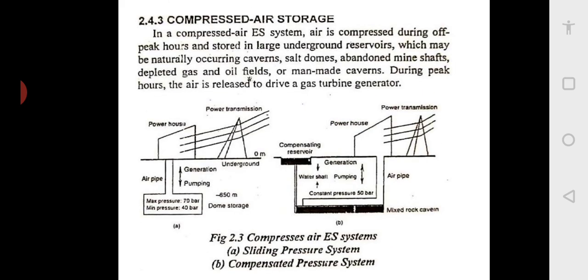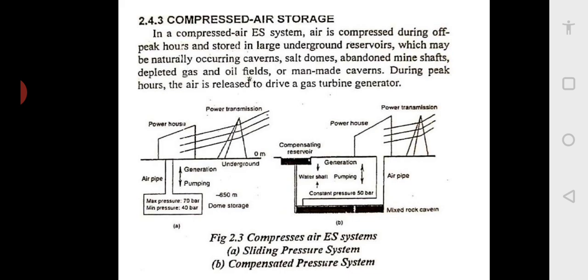Now coming to the compressed air storage system. You can see the sketches A and B given here. In compressed air storage, air is compressed during off-peak hours. Off-peak means electrical requirement is less at that time. Peak hours means electrical energy requirement is high. And it is stored in large underground reservoirs. These reservoirs may be naturally occurring caverns, salt domes, abandoned mine shafts, like the Kolar goldfields mine shafts I was telling you about, then depleted gas and oil fields, or even man-made caverns.